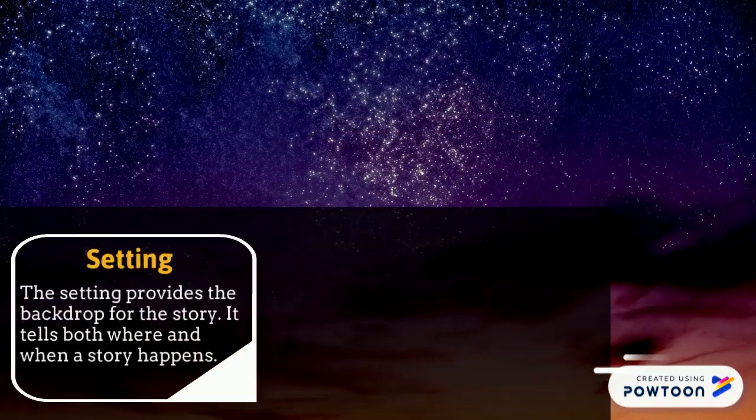The setting provides the backdrop for the story. It tells where and when a story happens. Time period can be very important.